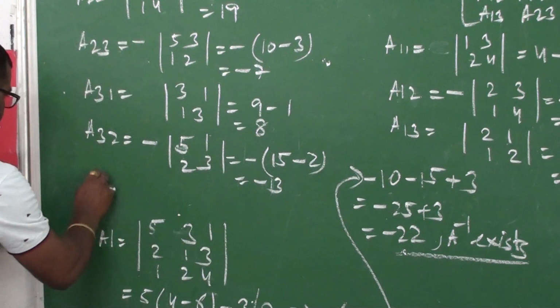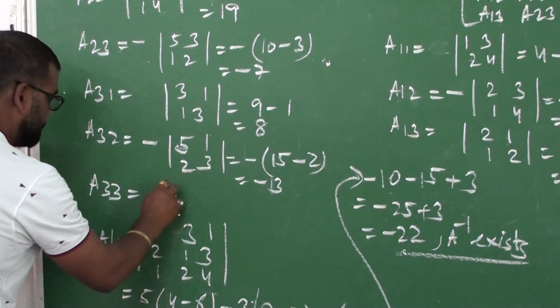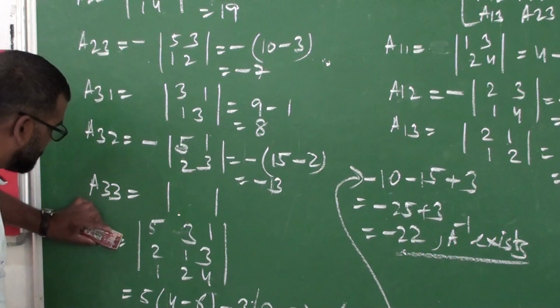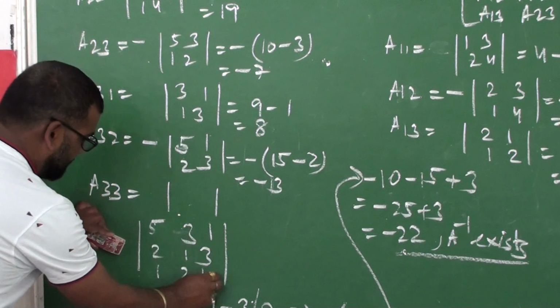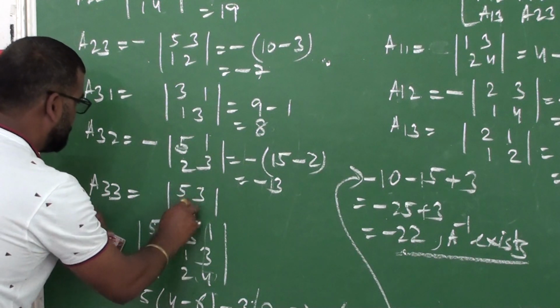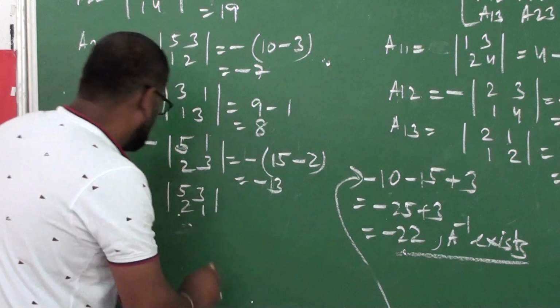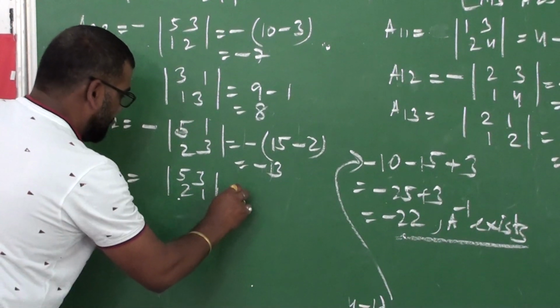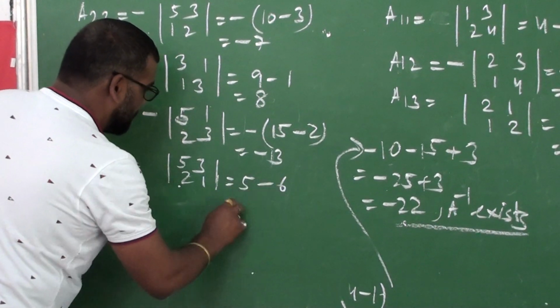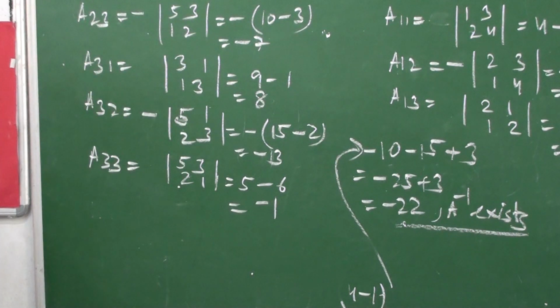Along with that, third row, the third column, you will get this to be, take up this, leave this, you will get 5, 3, 2 and 1. I'll clean the board for you and you will get this to be 5 minus 6, that is equal to minus 1.